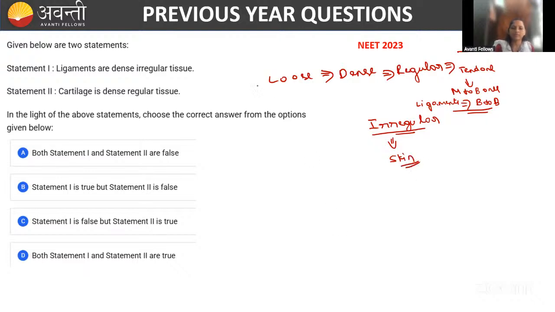Now you answer me, guys. Which one is correct? Now I will launch the poll once again. Now you tell me which one is correct. After that I am telling which one is correct.